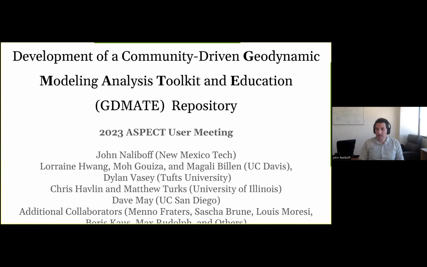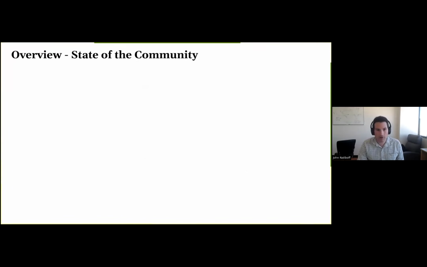First, I want to acknowledge that this is a large effort, something we've been talking about at CIG for many years, and we've just started working on in the last 2 years. The current people involved, at least in putting together the proposal, include Lorraine, Mo, and Magali Billen at UC Davis, Dylan Dasey at Tufts University, Chris Havlin and Matthew Turk at University of Illinois, Dave May at UC San Diego, who's the main developer of the lithospheric dynamics code pTatin, and a number of additional collaborators. So Menno, Sascha Brune, William Rezi, Boris Kaus, Max Rudolph, and a number of other folks.